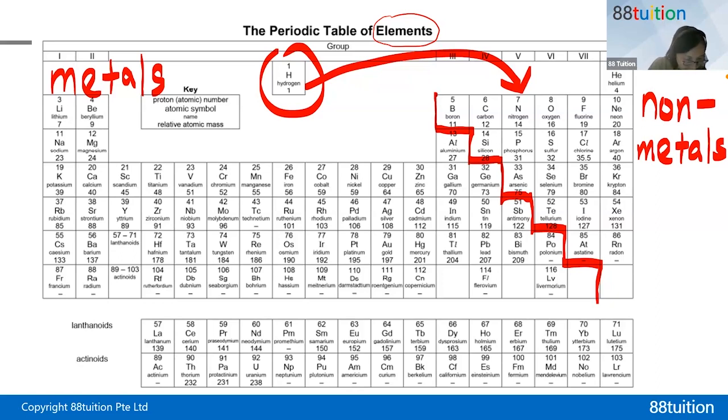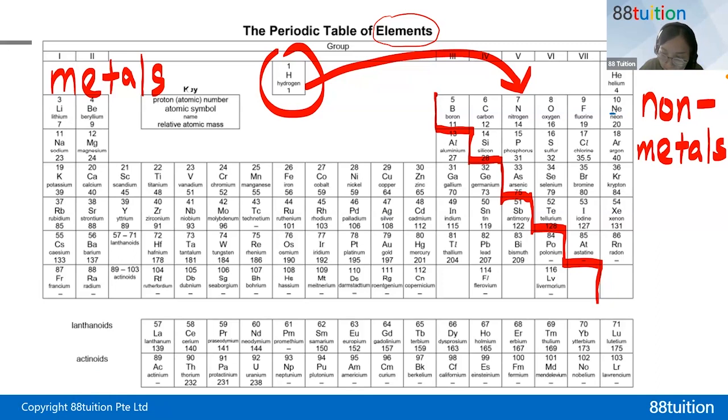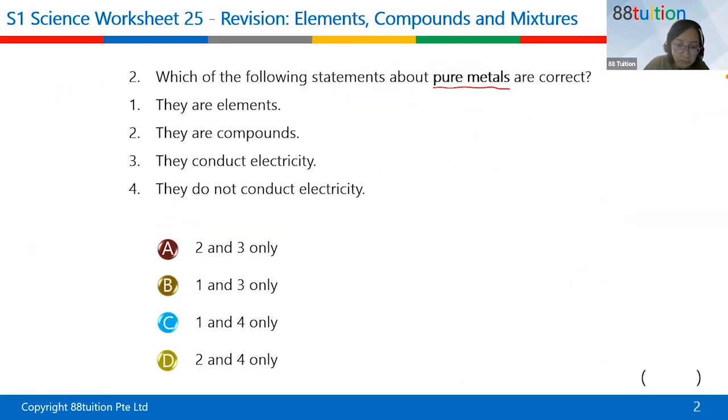And how do you know they are all elements? If you notice, all of them have only one capital letter. So for example, capital N, small letter e. Capital Z, small letter n, all one capital letter. So going back to that question, pure metals, obviously they are elements. In fact, please know that metals are elements.